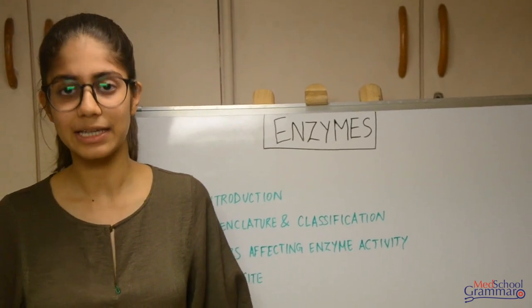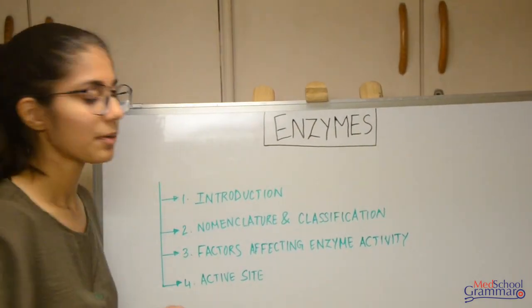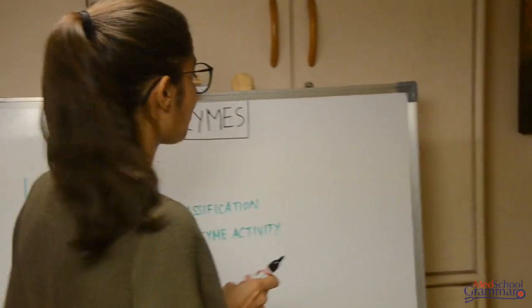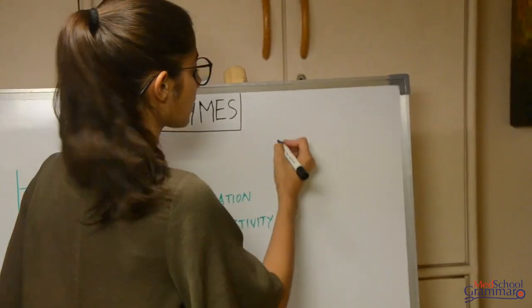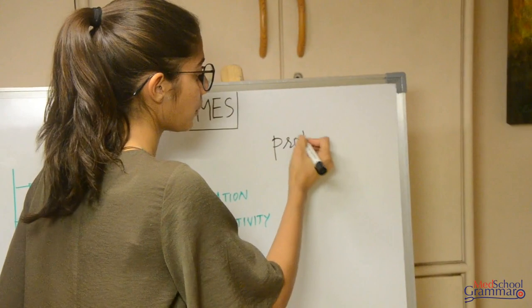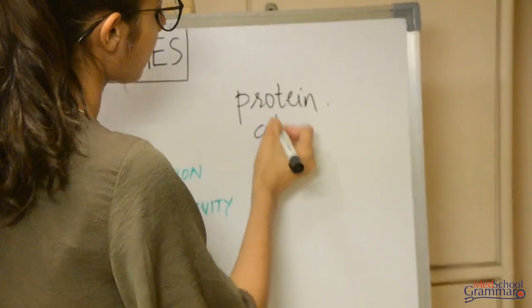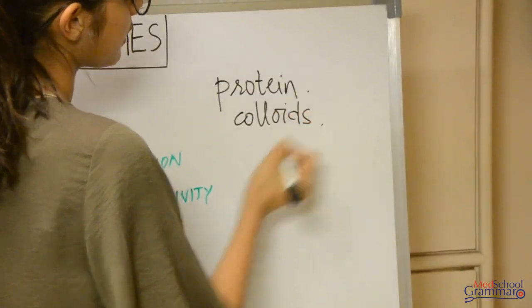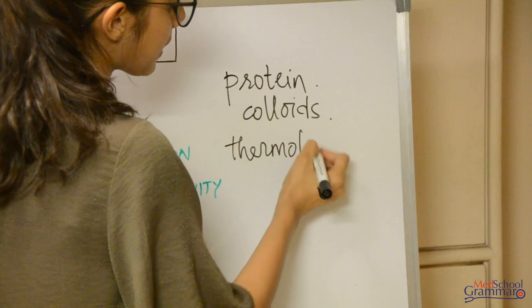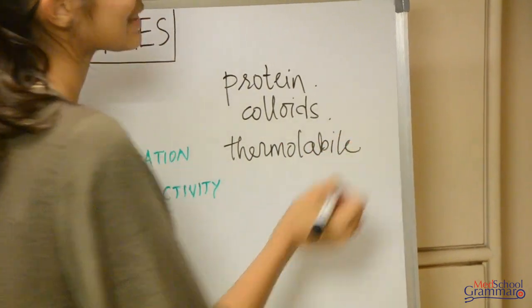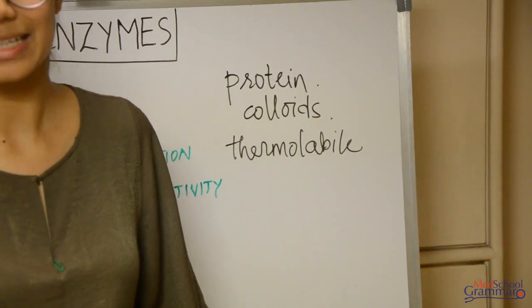Enzymes are biocatalysts formed by living cells. Now, they are protein in nature except for RNA, which forms ribozyme. So RNA is the only enzyme that is not a protein. They are colloids. They are thermolabile. Now, thermolabile means that they are sensitive to heat. That is, on heating, they are destroyed, they are degraded.